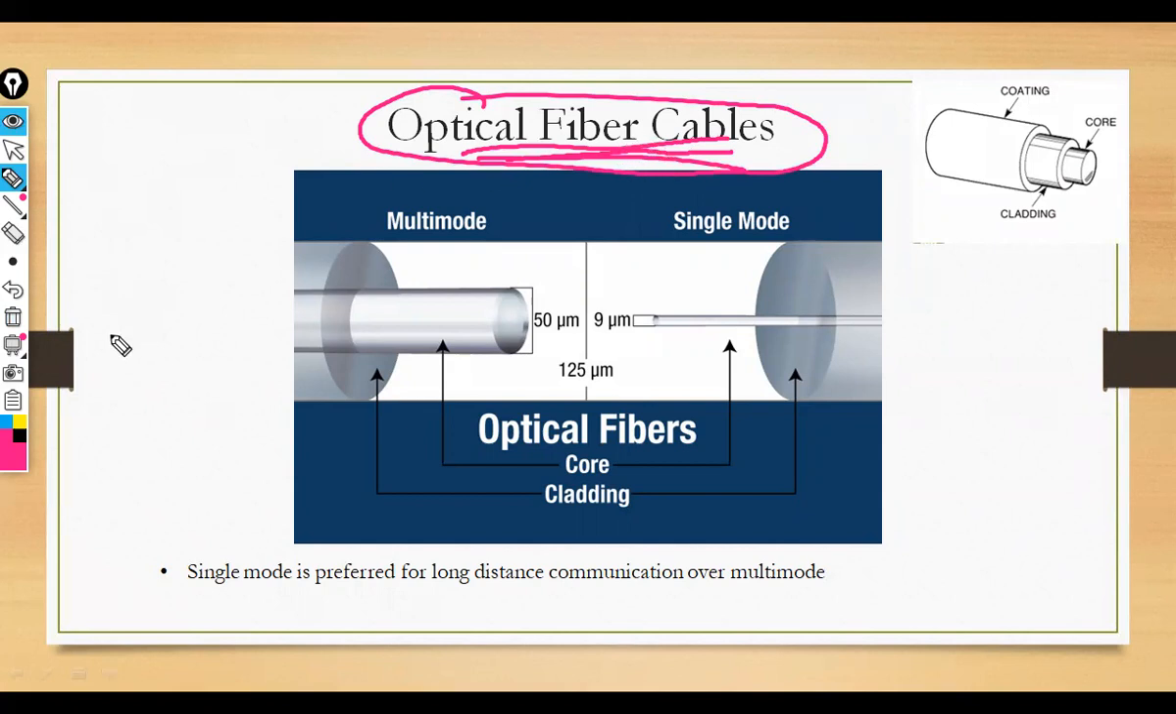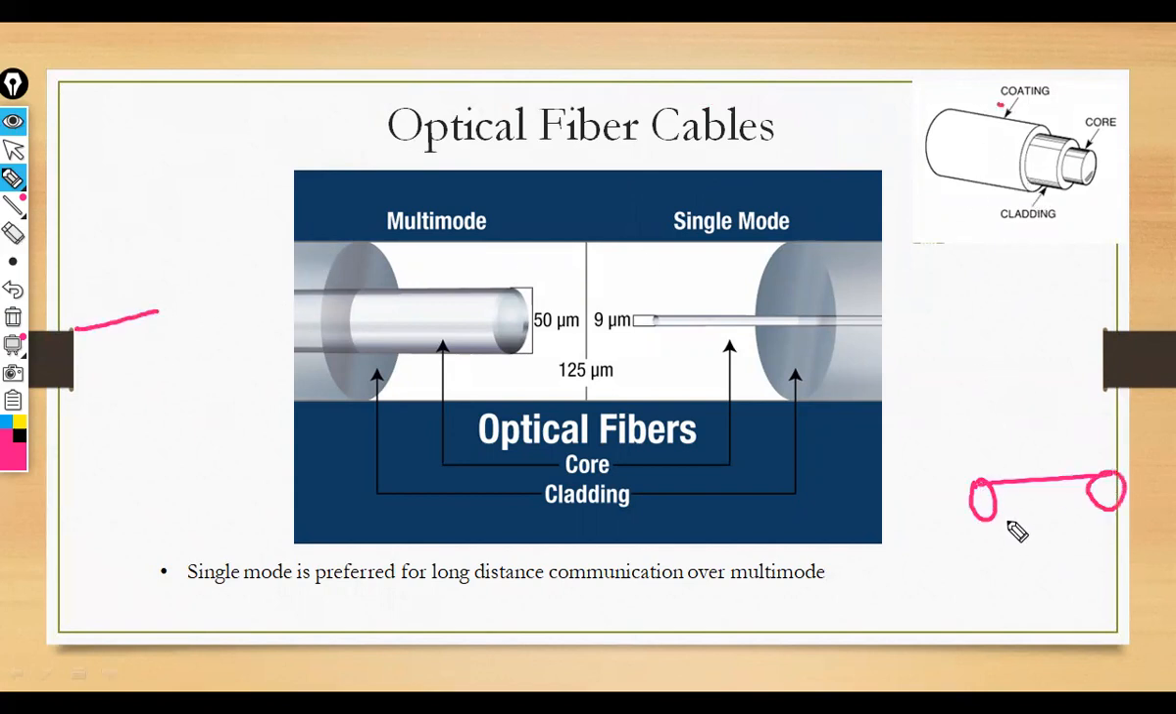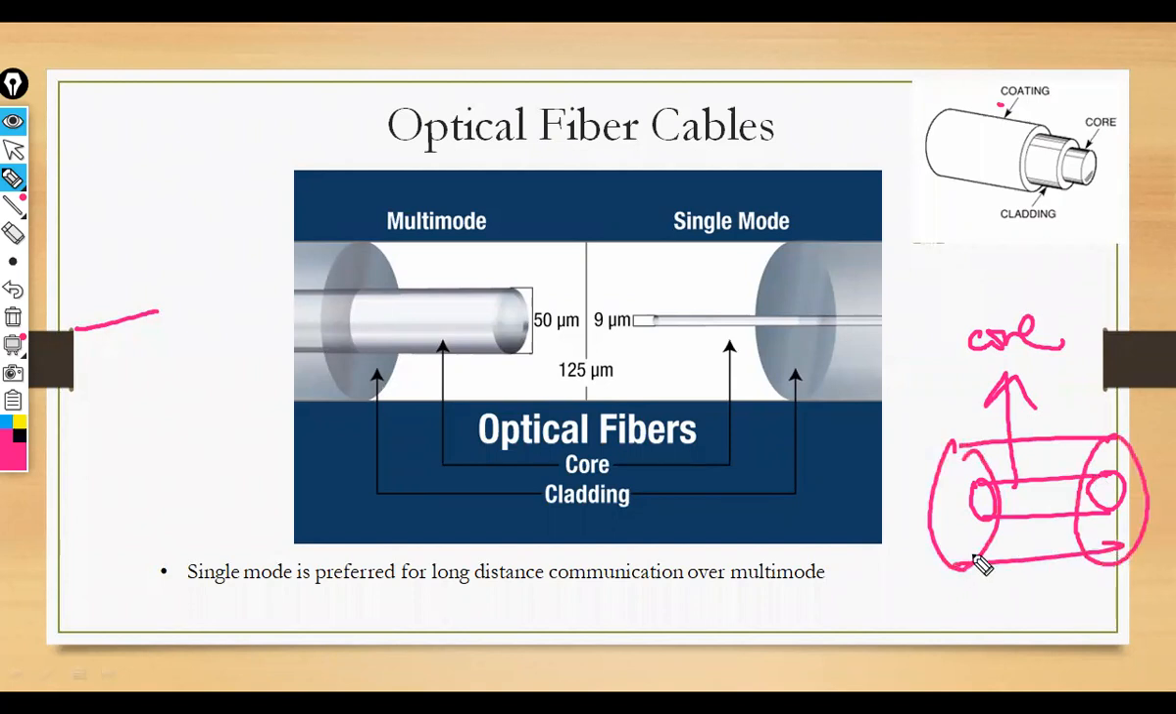Okay, so now optical fiber cables, you might have heard of it, right? This optical fiber cable consists of 2 parts. The inner part is called the core, and the outer part is called the cladding. Core and cladding.